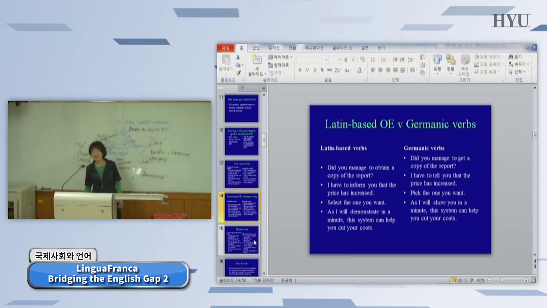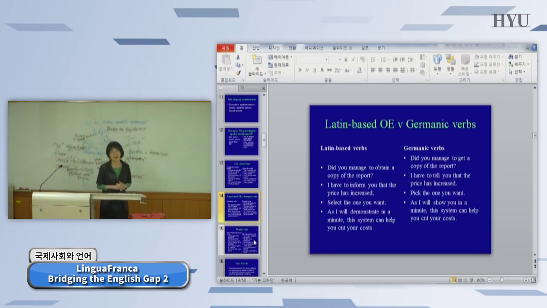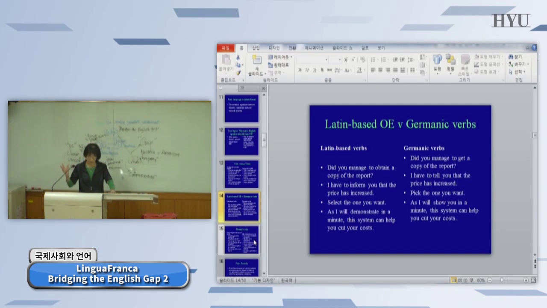In contrast, native speakers tend to feel more comfortable using the Germanic verbs. For example, they use get, tell, pick, or show. So these are the Germanic verbs. The Germanic verbs, I would say, are Anglo-Saxon verbs. So Anglo-Saxon words tend to be the most frequently used, the function words. Most of the function words and the basic words, the content words, tend to be the old Saxon language, as we had discussed in former classes.